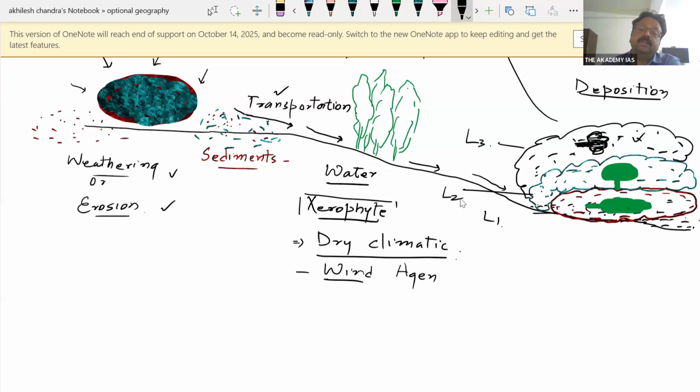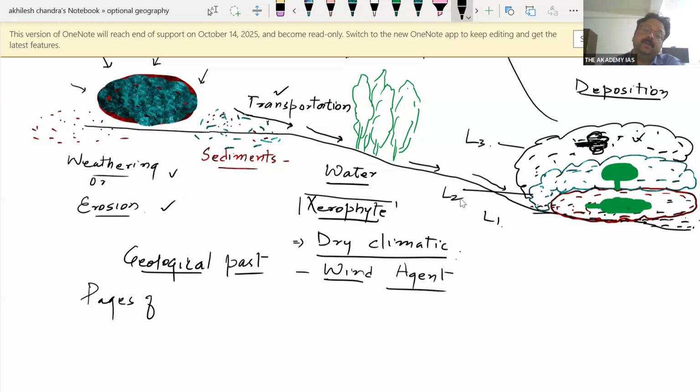That means on the very study of these fossils as well as rocks, we can have the understanding of geological past. Geological past can be reconstructed. And that's why sedimentary rocks are called pages of geological history books. Is it okay? Pages of geological history books.